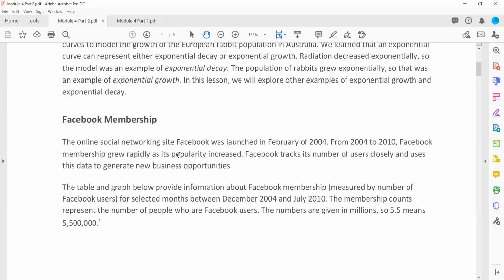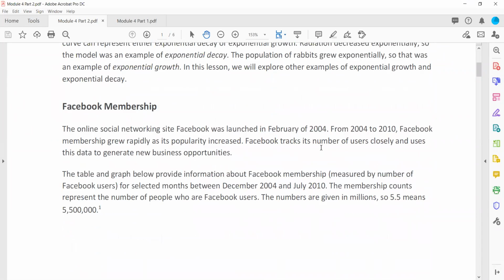The online social networking site Facebook was launched in February of 2004. So this is the beginning year, 2004. From 2004 to 2010, Facebook membership grew rapidly as its popularity increased. Facebook tracks its number of users closely and uses this data to generate new business opportunities. The table and graph below provide information about Facebook membership measured by number of Facebook users for selected months between December 2004 and July 2010.